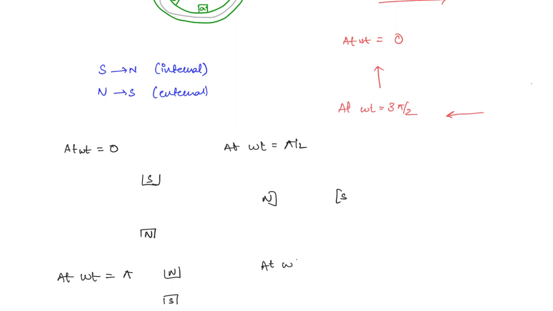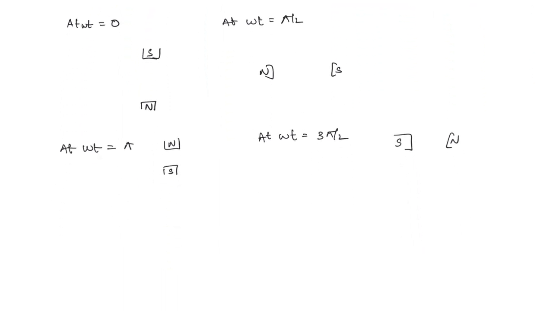At omega t is equal to 3 pi by 2, we have this as south pole and this as north pole. And finally, at omega t is equal to 2 pi radians, we have the same old original position, right? This is south and this will be north. From here it will move a quarter more cycle, so it will return to the original position. At omega t is equal to 0 also, south was at the top, north was at the bottom. At omega t is equal to 2 pi, we have south at the top and north at the bottom.